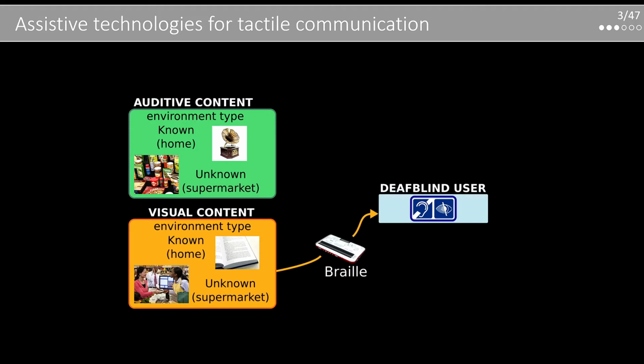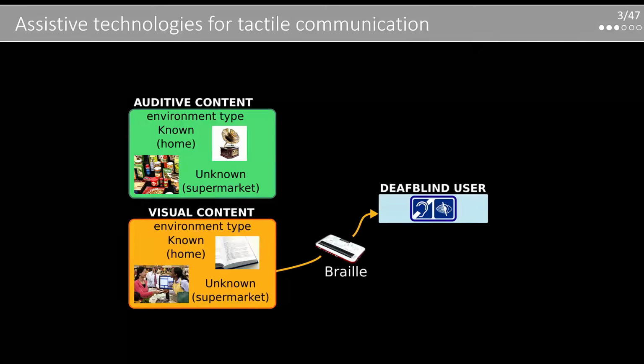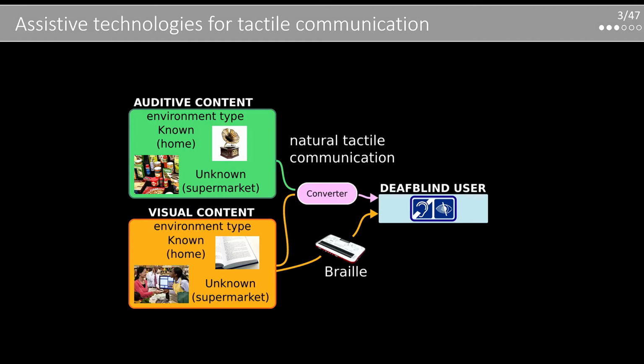On the other hand, if we look at what is commercially available in the assistive technologies for communication, there are only Braille-based devices. So here you can see that there are 2 different worlds. One world where you have the natural way of communication of the deafblind community, and on the other hand, you have devices based on Braille code. So our project was to try to create a converter that can convert visual content and auditive content into natural tactile communication techniques.